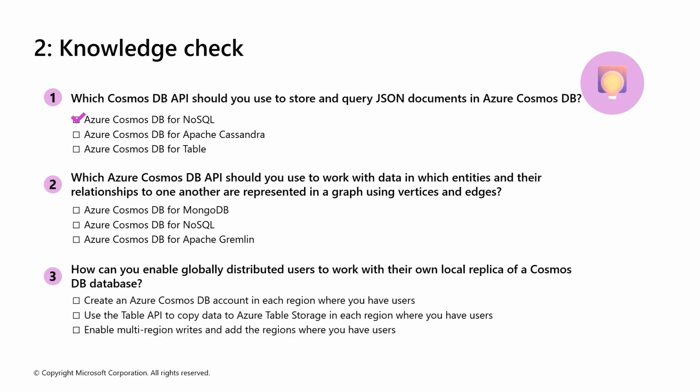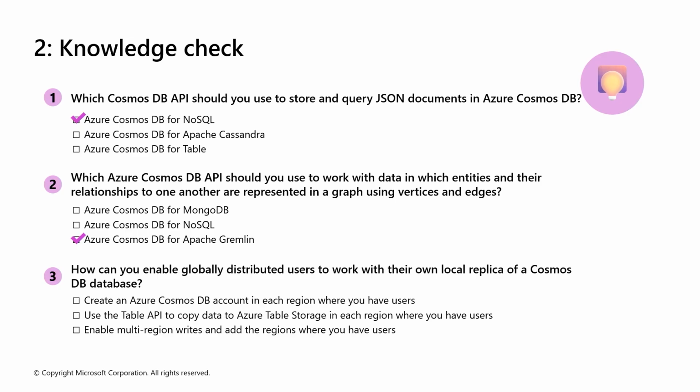Let's go to the next question. Which Azure Cosmos DB API should you use when your data is represented as a graph, with entities connected by relationships? The correct answer is Azure Cosmos DB for Apache Gremlin. The Gremlin API is built specifically for graph data. It represents entities as vertices and relationships as edges, which makes it a good fit when connections between items are as important as the items themselves.